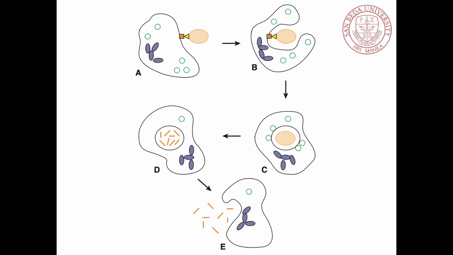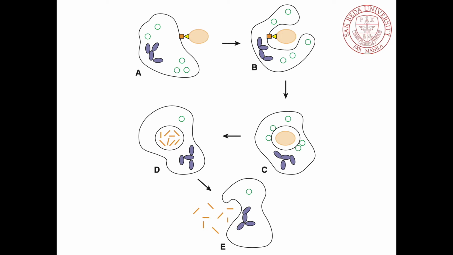Basically, this figure summarizes the whole process of phagocytosis. It depicts the destruction of an ingested microorganism, which is represented here in this figure in orange. Starting with letter A in this figure, the neutrophil binds an antigen molecule on the opsonized microbe via a receptor. Next, you see the neutrophil enveloping the microbe.